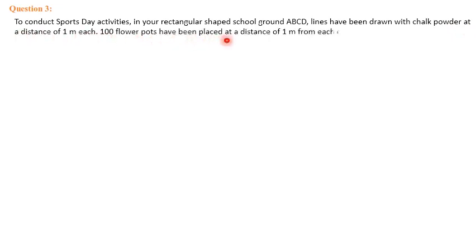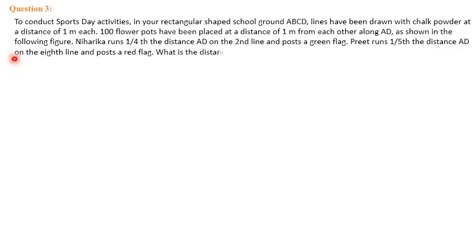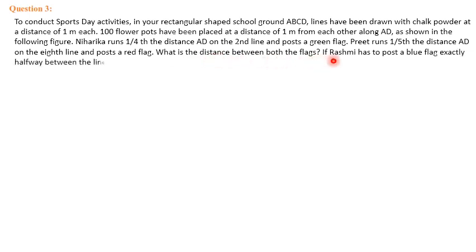100 flower pots have been placed at a distance of 1 meter from each other along AD as shown in the following figure. Niharika runs 1 by 4th the distance AD on the second line and posts a green flag. Preet runs 1 by 5th of the distance AD on the 8th line and posts a red flag. What is the distance between both the flags? If Rashmi has to post a blue flag exactly halfway between the line segment joining the two flags, where should she post her flag? That is the question.